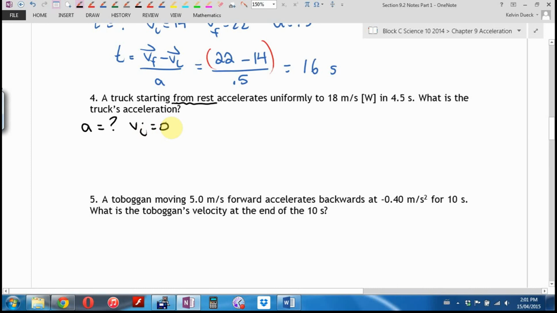What's that 18? What, V final? What's that 4.5? How do you know? Seconds. Is there an equation that has the A by itself?